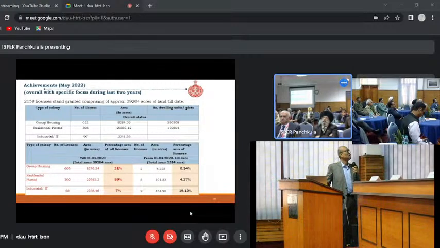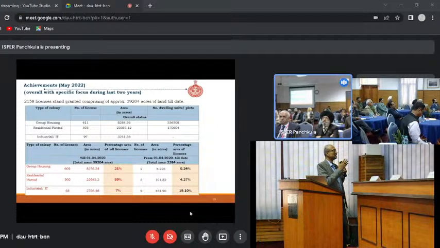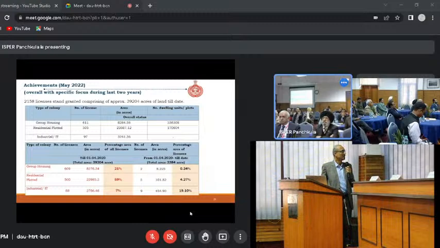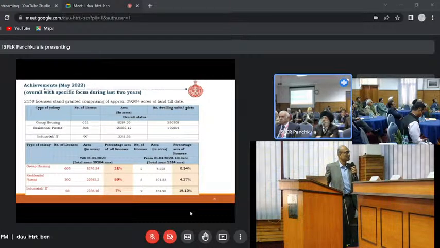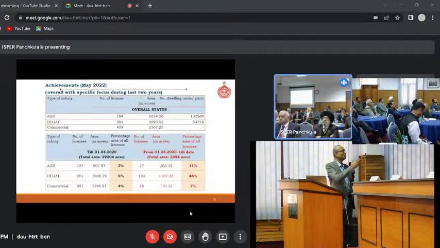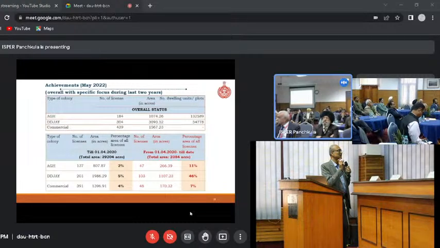In the last 2 years, if we see, the share of plotted was 59% till 2000, but that share in these last 2 years has gone down to just 4%. And group housing, which enjoyed a share of 21%, has gone down to 0.34%. So where has that share gone? It has basically gone to the affordable plotted, which now corners 46% of the total licenses granted during these 2 years, and affordable group housing, which corners another 11%.